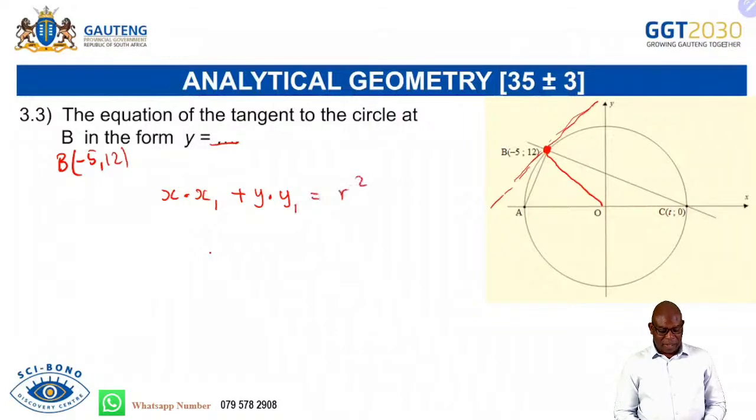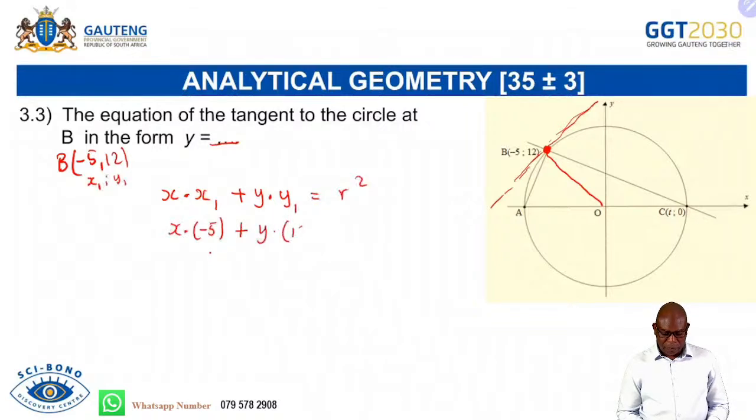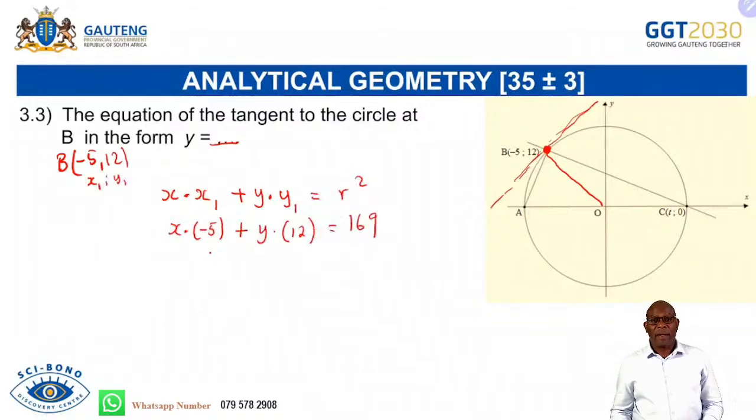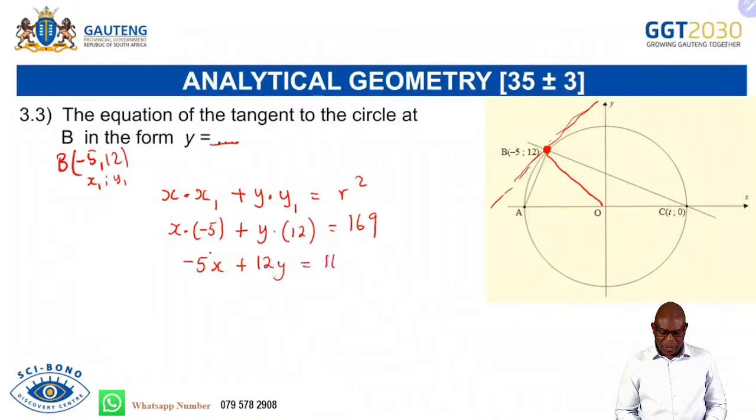They tell their learners, this is x1, this is y1, substitute. x multiplied by -5, plus y multiplied by 12. The r squared, I already got it in the first one, it's 169. That's what they tell the learners to say. From here, I can just write -5x plus 12y equals 169.